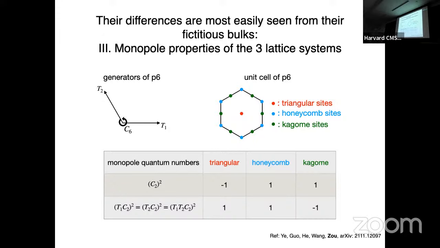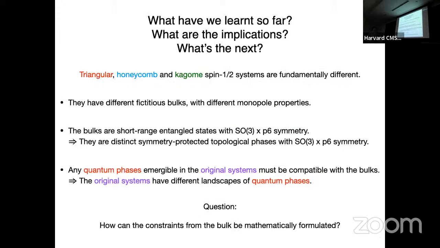Okay, so let me summarize what we have just learned. Although triangular lattice, honeycomb lattice, and kagome lattice in spin-1/2 systems have the same symmetry group, they are actually fundamentally different systems, even from the perspective of symmetries. In particular, they have different fictitious blocks that have different monopole properties. Those blocks are made of the Hodian chains, because each Hodian chain is the so-called short-range entangled state, or it has a unique gapped ground state that preserves the symmetry. When I stack many of them together, the entire block is also some short-range entangled state. Furthermore, the block has this SO3 plus P6 symmetry. In another language, this is basically just the definition that these different blocks are different distinct symmetry protected topological phases with this symmetry.